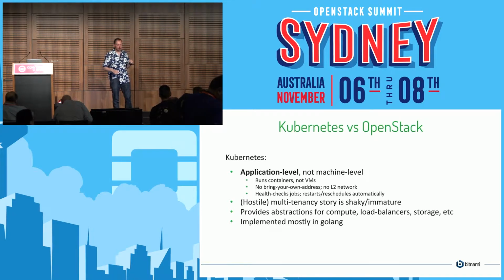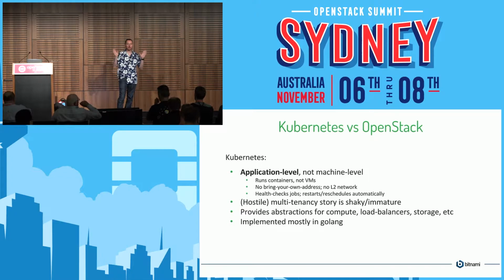Unlike OpenStack, you don't have the opportunity of bringing your own network address. You can't set up your own private network. In Kubernetes, Kubernetes gives your application an address to use, and that's it. You don't get a choice. These are some of the big differences from OpenStack.